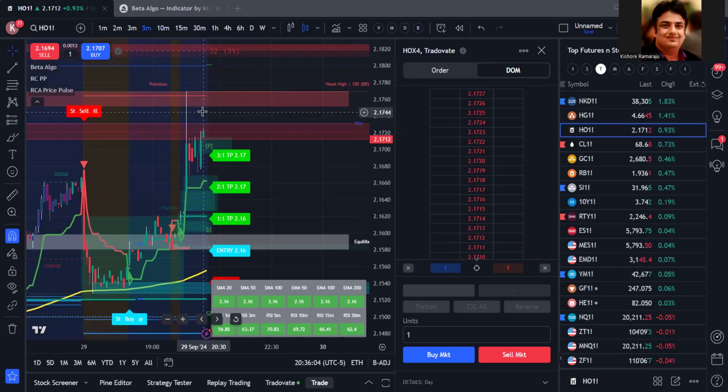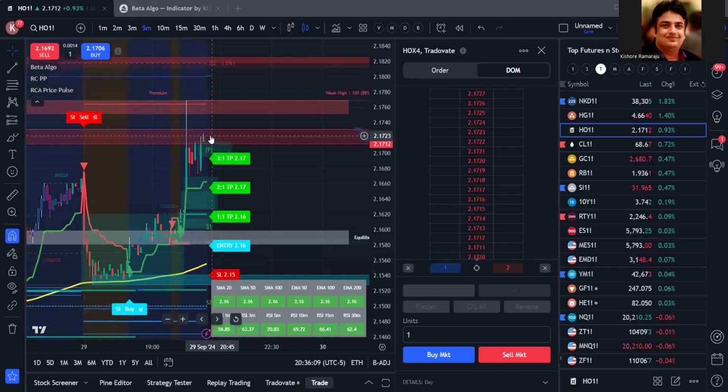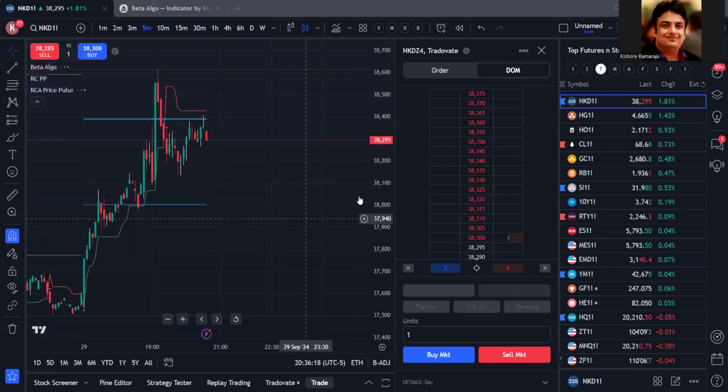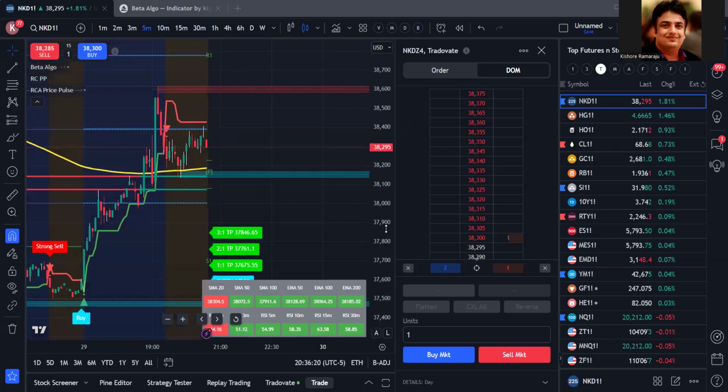Right? Even if you take $100 with 5 accounts, $500. Or even if you take $50, that is $250 in less than 15 minutes. Right? That is the advantage when you look for a proper confidence. So let us look at NKD.